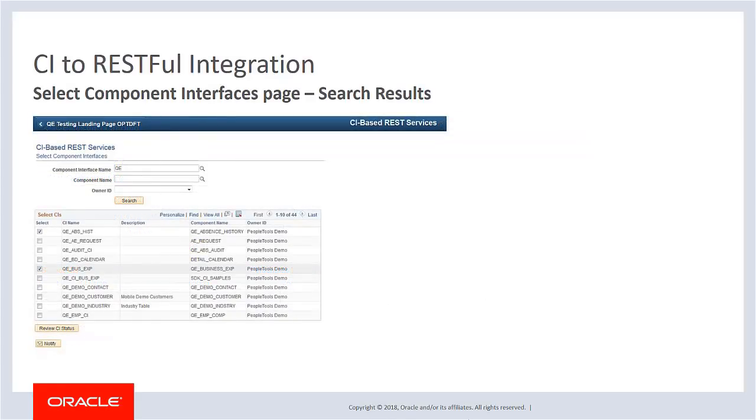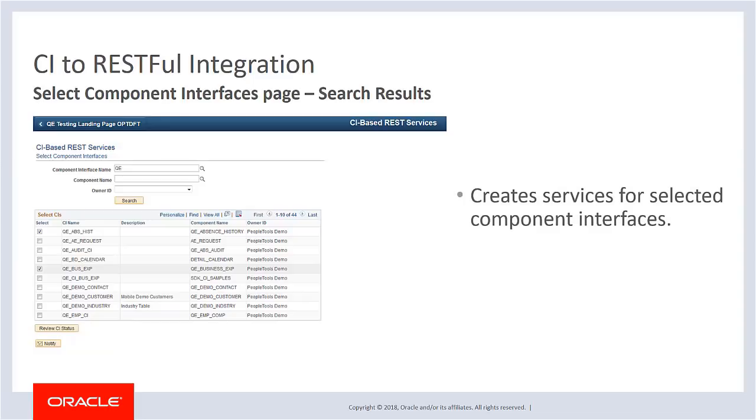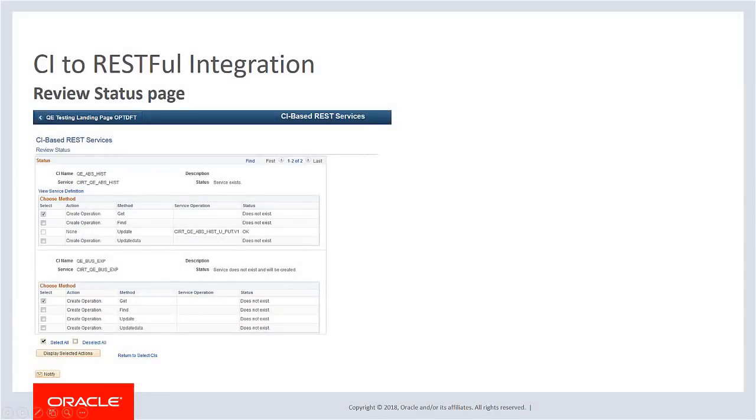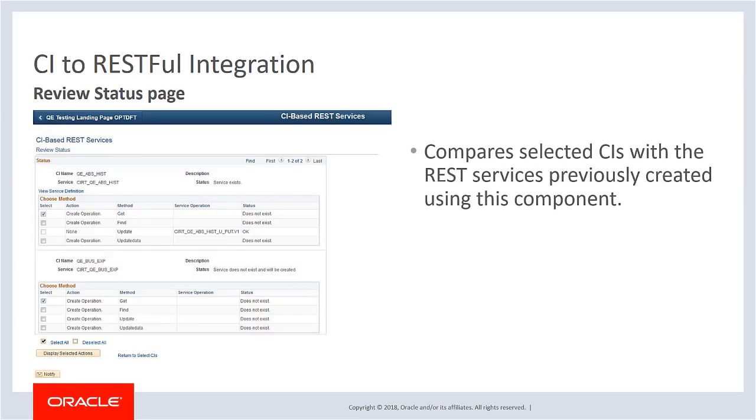From the search results on the Select Component Interfaces page, you can select component interfaces and create services for them. Select one or more CIs and click the Review CI Status button. As soon as you click the Review CI Status button, the integration framework compares the selected component interfaces with the REST services previously created using this component and displays the results on the Review Status page.